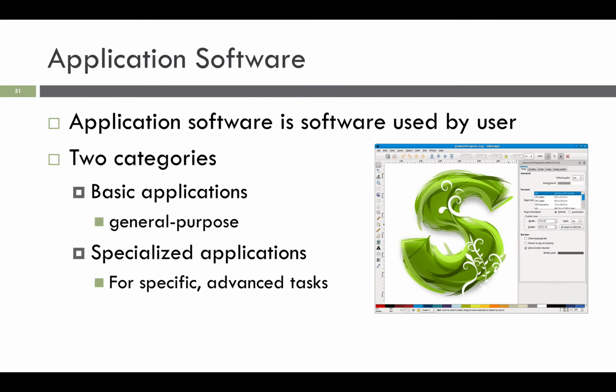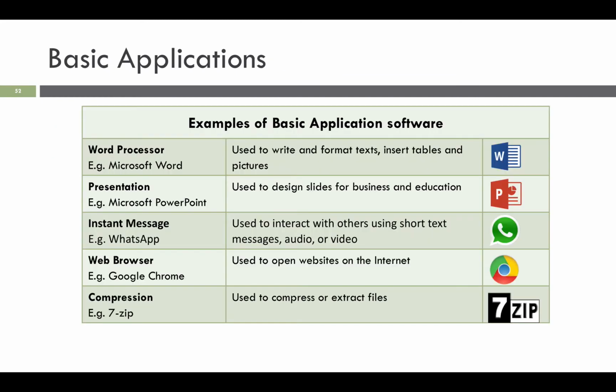Application software is software used by users or computer operators. There are two broad categories, which are basic applications and specialized applications. Basic applications are general-purpose software used to accomplish basic or everyday tasks, such as web browsing or checking email. Specialized applications are used for specific or advanced tasks. Professionals use this software in their fields or professions.